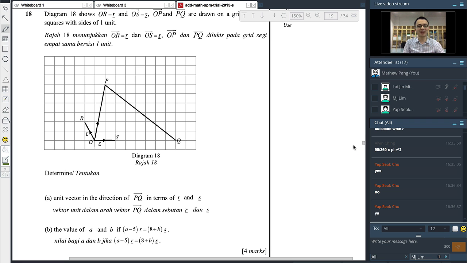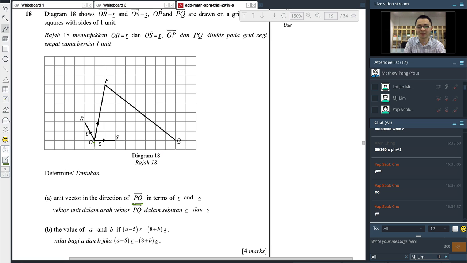Okay, now you want to find the PQ. Of course, you can use imagination or duplicate methods to do this. But yeah, in the last virtual class, I tried to duplicate the line and teach you all how to get this one. But in this video, I try to use mathematical methods to solve this one. They ask you to find a unit vector of PQ, so I will need to find PQ first. Of course, in order to find PQ, I will need to know my OP and OQ first.